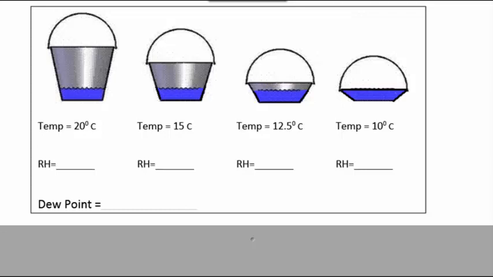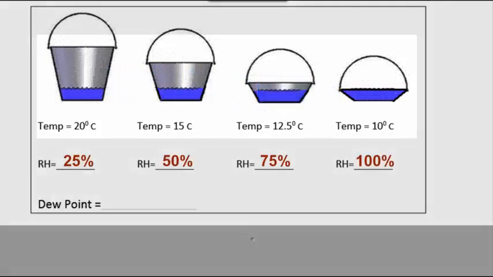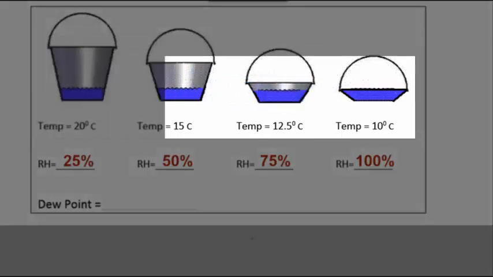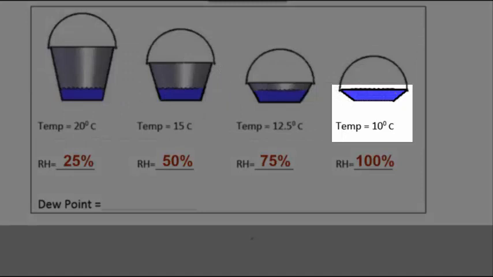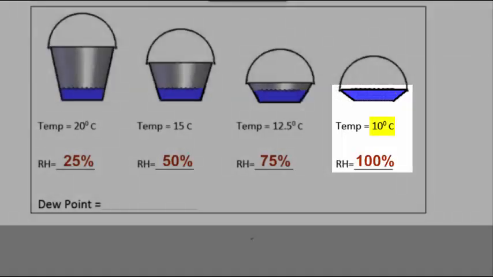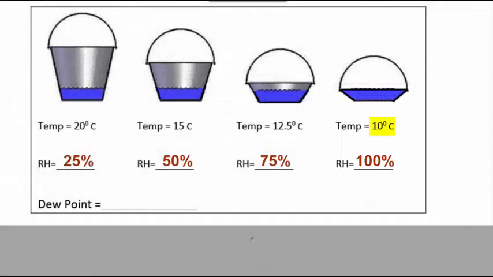Here we have the same 4 buckets as before, showing us that as the air cools off, it can't hold as much water vapor. We cool the air from 20 degrees Celsius all the way down to 10 degrees Celsius, and that's when it's full. 10 degrees Celsius, therefore, is our dew point temperature.